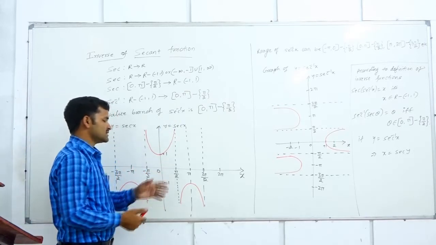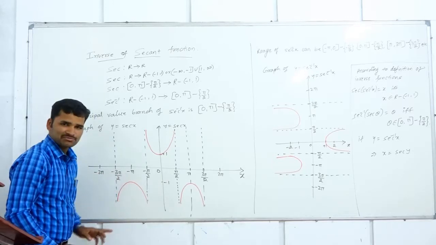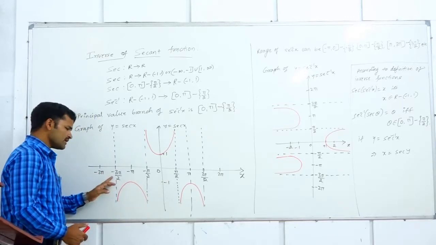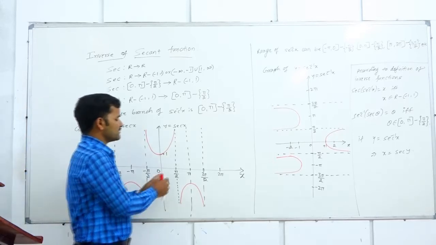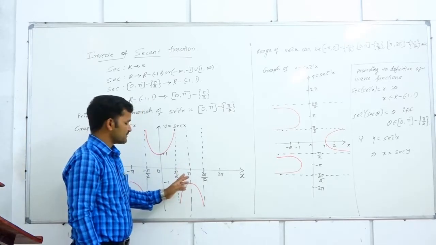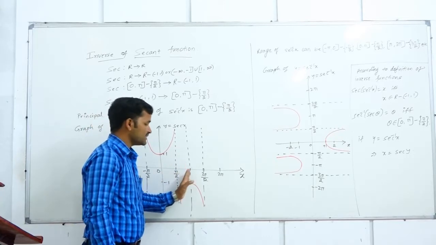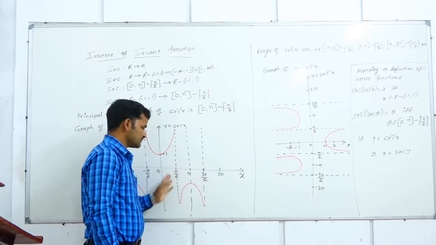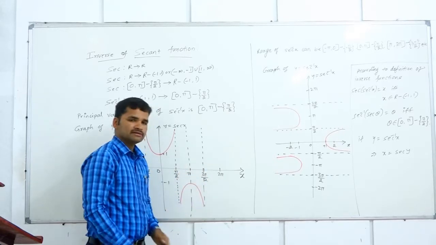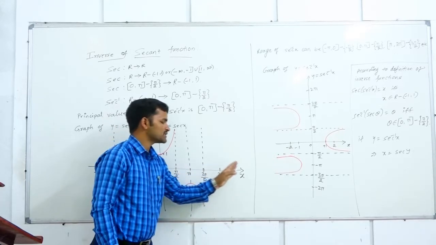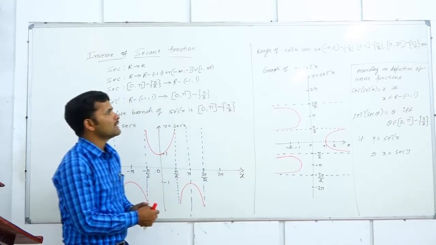Instead of that, we can consider here, you see, -2pi to -pi we can consider, eliminating the angle -3pi by 2, and -pi to 0 except -pi by 2, then 0 to pi except pi by 2, that is over. And now pi to 2pi except 3pi by 2, 2pi to 3pi except here 5pi by 2. Like that we can proceed.